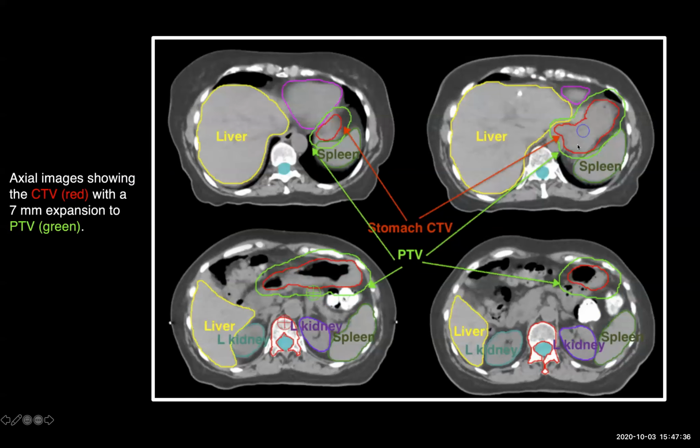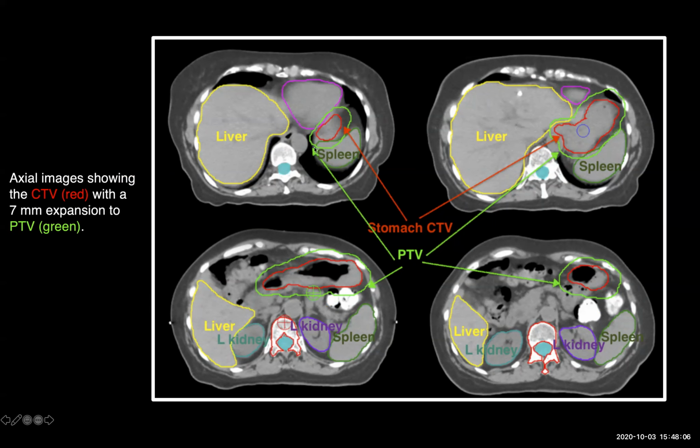As you can see here, to go from the CTV to the PTV, this is a relatively small planning tumor volume. And the reason we can do that is because we are using the deep inspiration breath hold. So this will allow you to keep your PTV small and not to have to take into consideration the major movement that happens to the stomach because it sits just below the diaphragm.